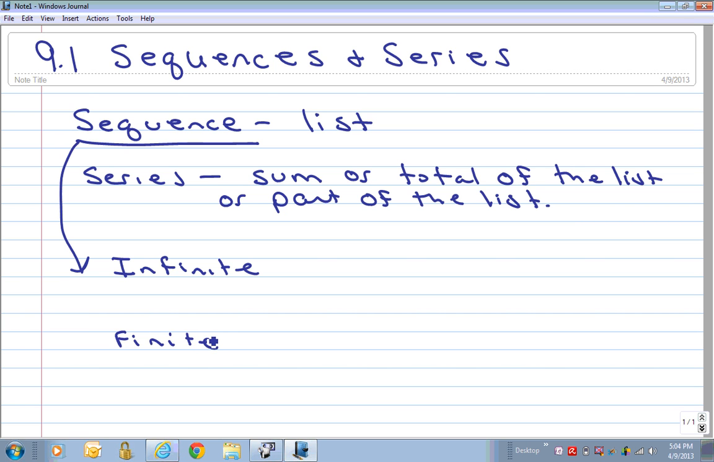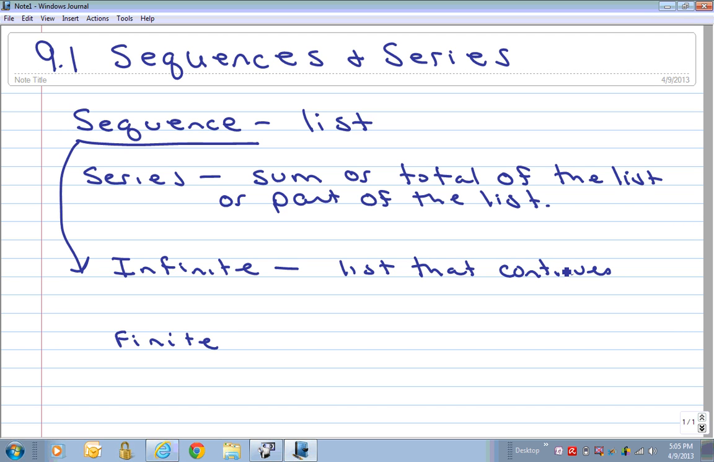Let's talk a little bit about the difference between the infinite and the finite. Just as the words would mean, if something is infinite, the list would continue. In other words, the domain would be a set of integers that would have an output of an infinite amount. The list would continue, and eventually there would be a limit, which is one of the things that we'll talk about a little bit later.